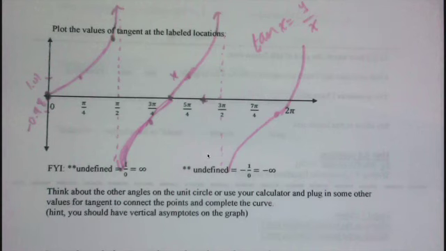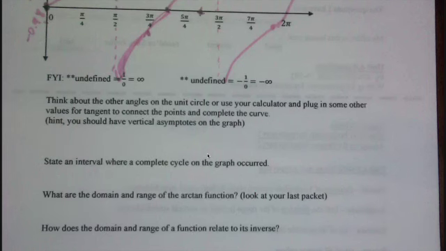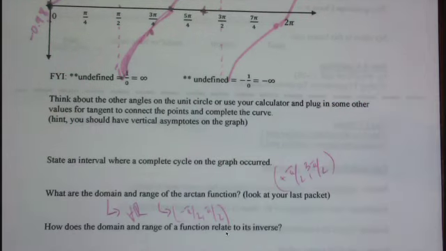Let's take care of the last few questions. Please state an interval where a complete cycle on the graph occurred. Next, looking at your last package, please answer determining the domain and range of the arctan function. You may pause the video to do so. So the domain of that function will be all real numbers for arctan. The range will be negative pi over 2 to pi over 2.